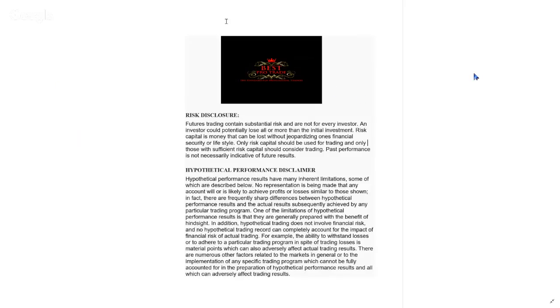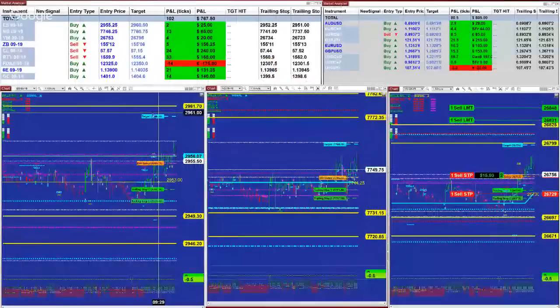Before we start, we have a disclosure. Please be aware of risk in future trading. You're very welcome to follow our signals as long as you are on a sim.